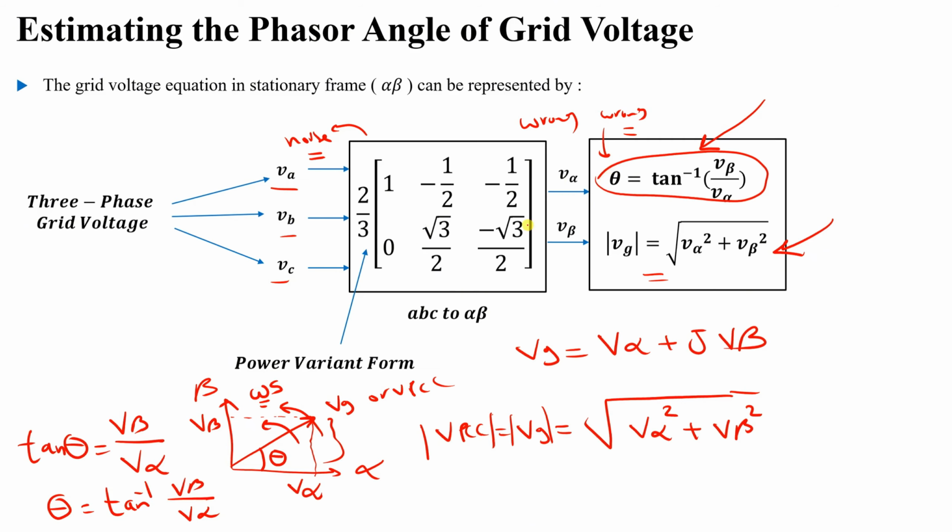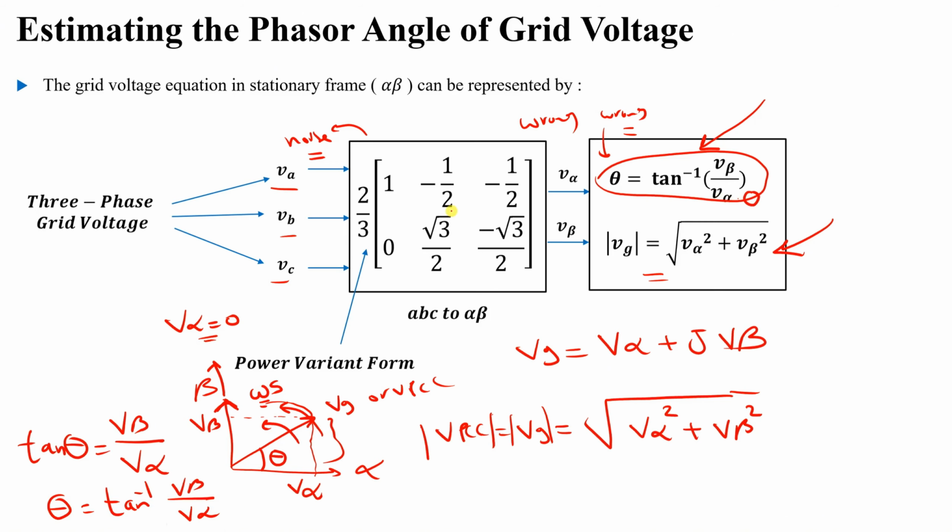The second problem is that at some instant, when this vector is rotating until it reaches here, for example, at this point, you will find that V alpha is equal to 0, right? So you will see tan minus 1 of V beta over 0. And this can cause some errors inside our computations or on our algorithm or on our PC. This 0 here causes some issues. That is another problem.